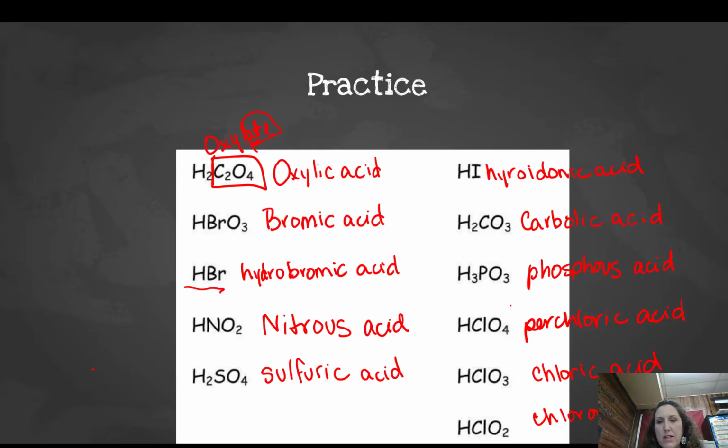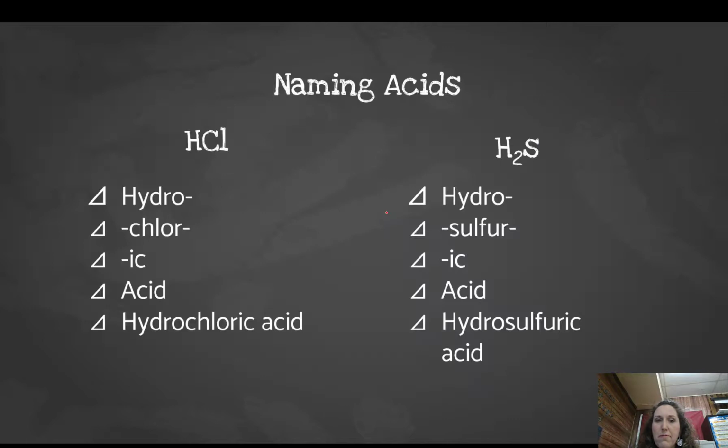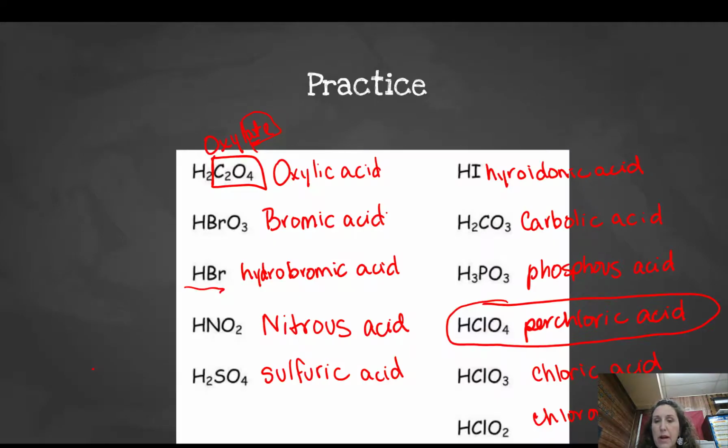Now, one I want to call your attention to is this one. ClO4. If I go back to my chart here and I see ClO4, it's called perchlorate. So it's an ATE ending, but it's not just chlorate, it's perchlorate. So that's going to be part of my name. Okay, perchlorate. So this is perchloric acid. Because it has an ATE ending, I put the ic on the end, then acid. All right, so double check yourself, make sure that you got these right and you understand how to do that.